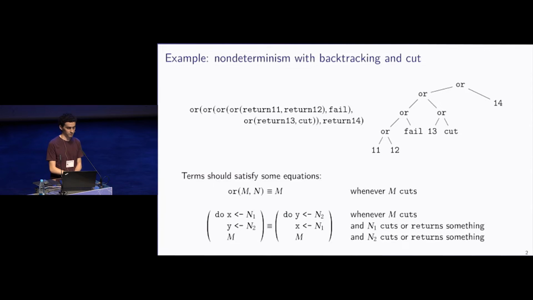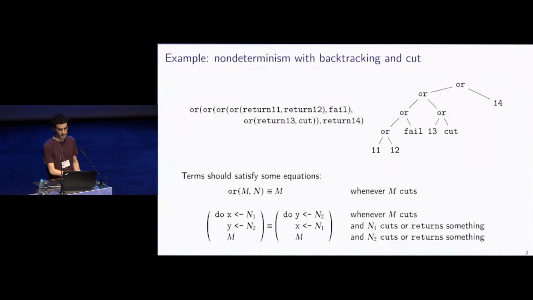So let's suppose that we have programs which can use a bunch of operations. In particular, I have an operation called OR, which is binary, so it takes two programs as arguments. And it says non-deterministically choose between the two programs. Then we have another operation called fail, which is nullary non-deterministic choice. And a third operation called cut.